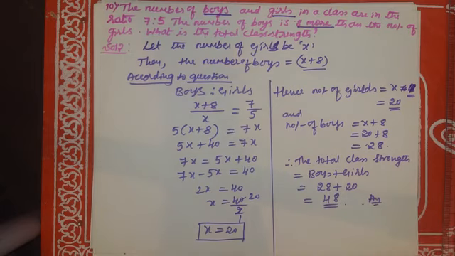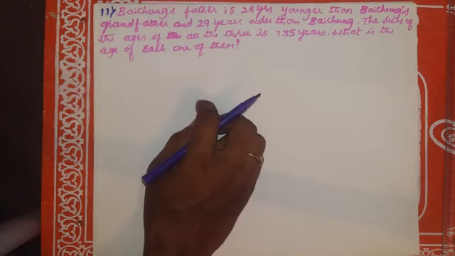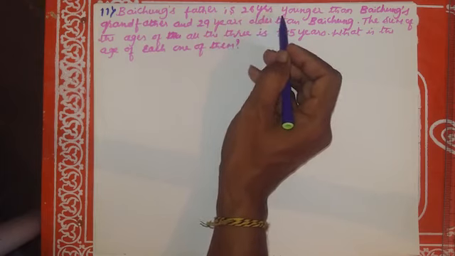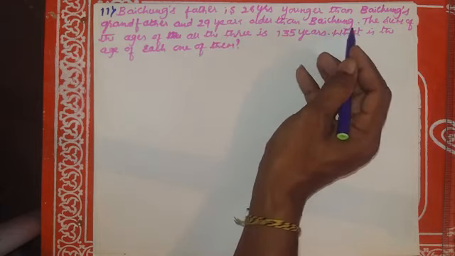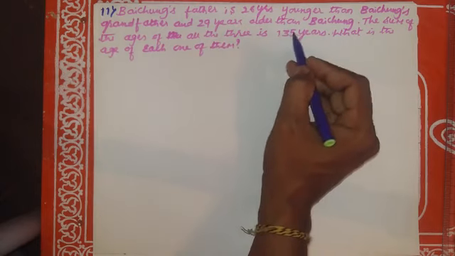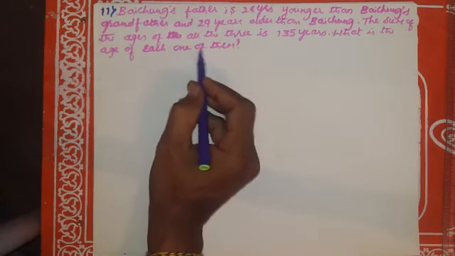Dear students, now let us discuss the 11th question on exercise 3.2. Baichung's father is 26 years younger than Baichung's grandfather and 29 years older than Baichung. The sum of the ages of all the three is 135 years. What is the age of each one of them?